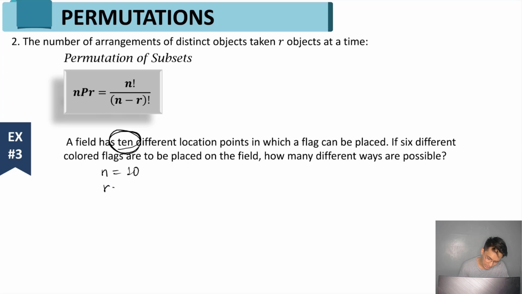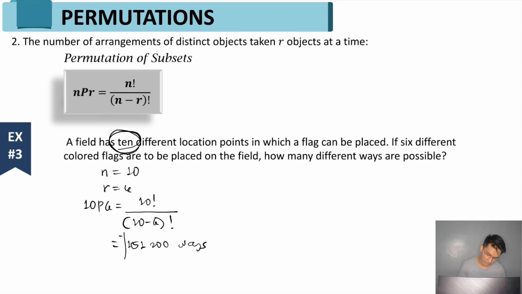Ang r natin is 6. So, substituting, we have 10P6. Pwede nating i-direct through calculator or we will use this formula: n factorial, na 10 factorial over 10 minus 6 quantity factorial. The value now is 151,200 ways or arrangements na pwedeng ilagay yung 6 na different colored flags dun sa location natin na 10.